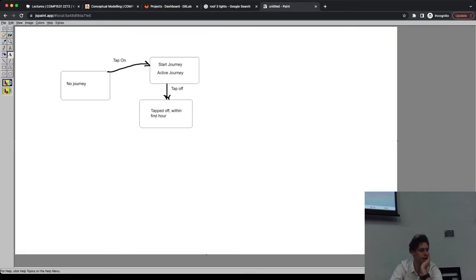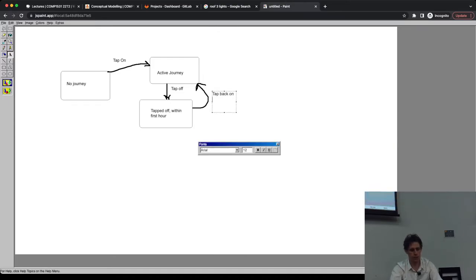How do you rub things out in Paint again? I'm pretty sure you have to... Text boxes just overwrite as well, so you can put a text box on top of a text box. I'm mainly just here to relive my childhood at the moment. This is great. So if you tap off within the first hour and tap back on to the same mode of transport, I'll write tap back on same mode of transport. So you tap back on another train within the first hour, it extends your trip.